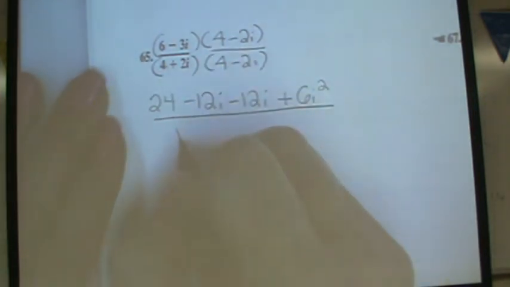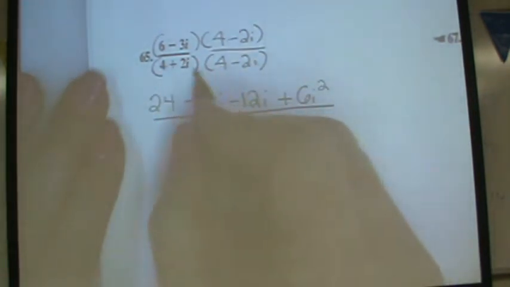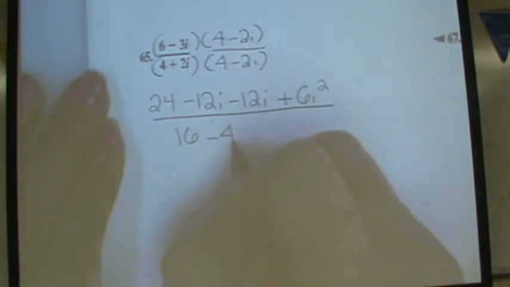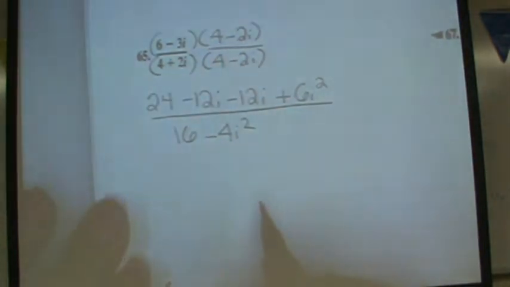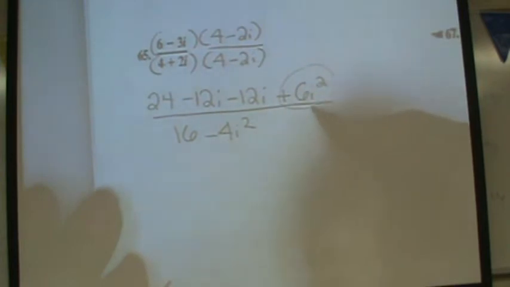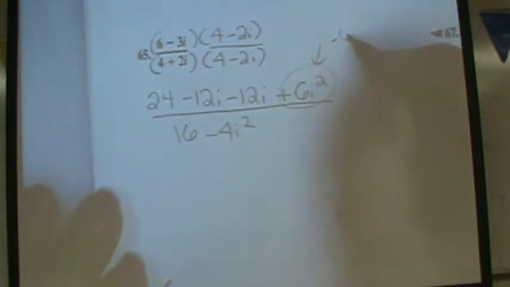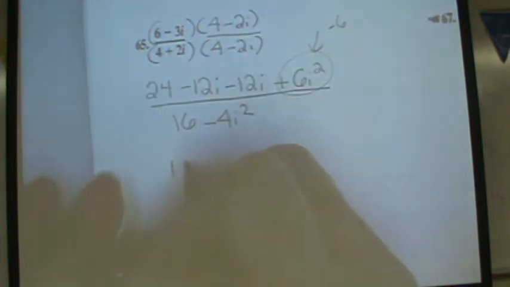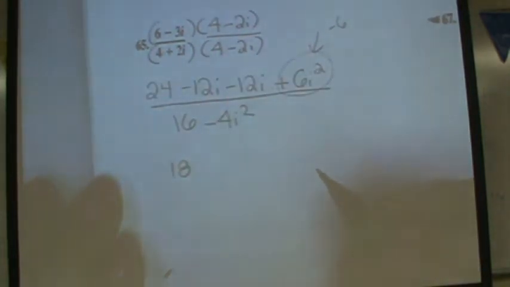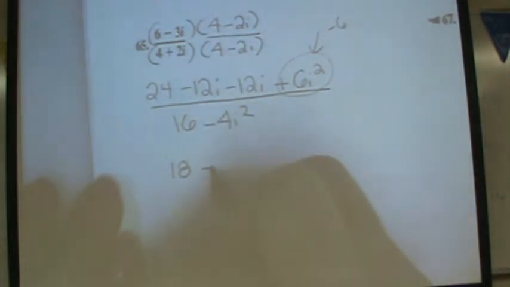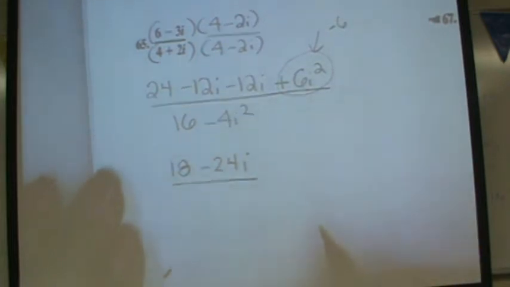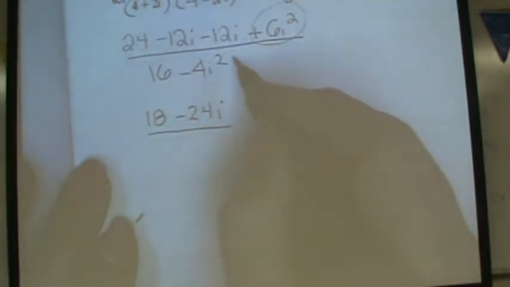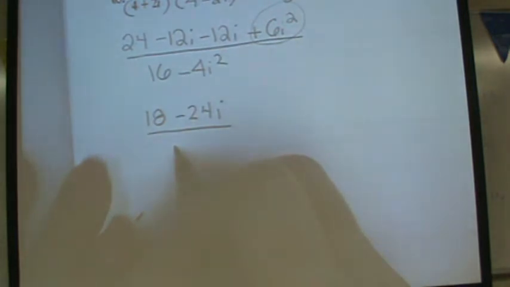4 times 4 is 16. The next 2 cancel out. And then you have minus 4i squared. So I know that this is actually equal to negative 6. And when I combine negative 6 with 24, I get 18. These two add up to be negative 24. This is actually going to be a 4. 16 and 4 is 20.